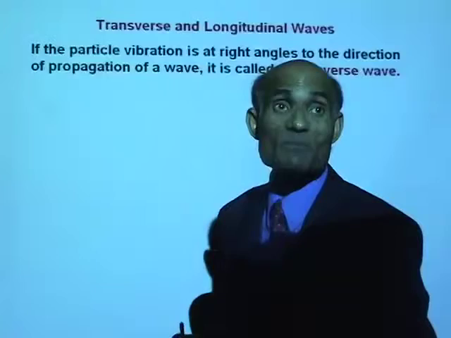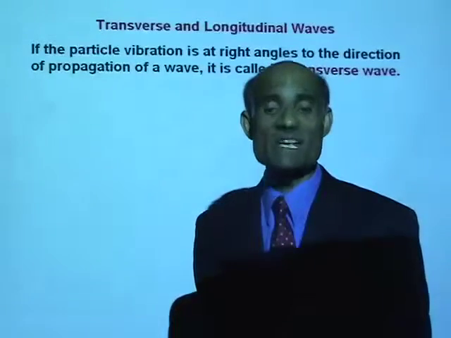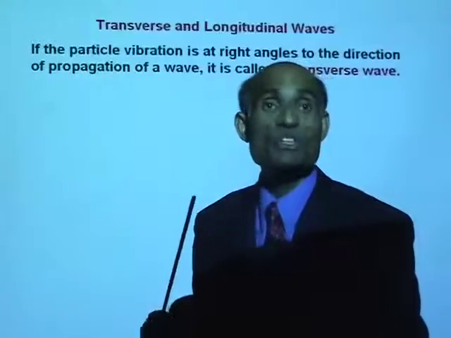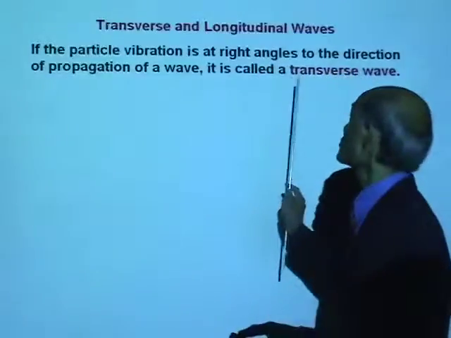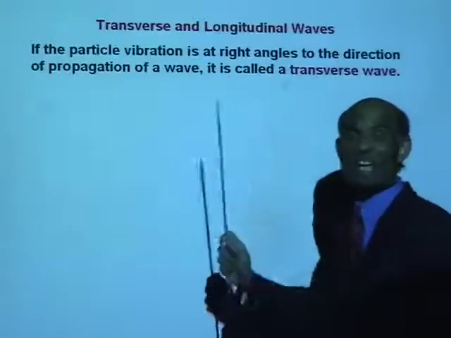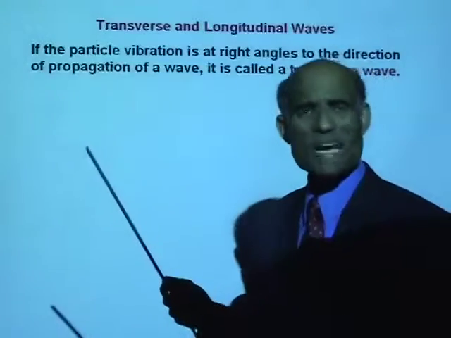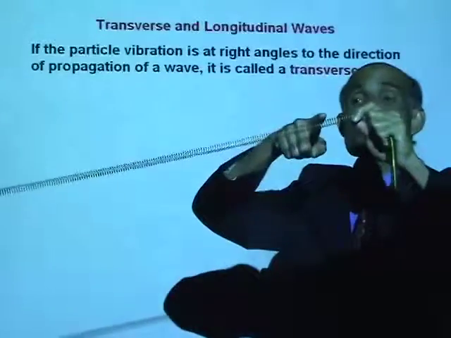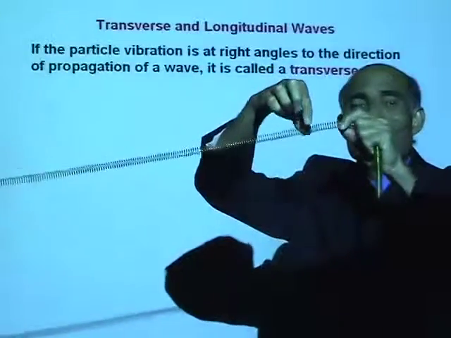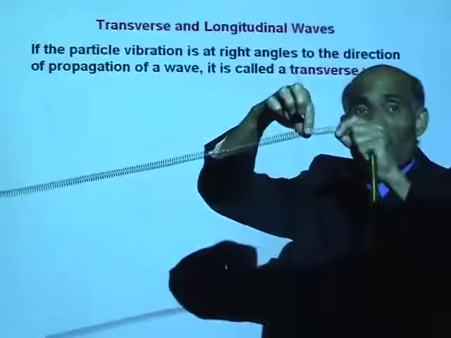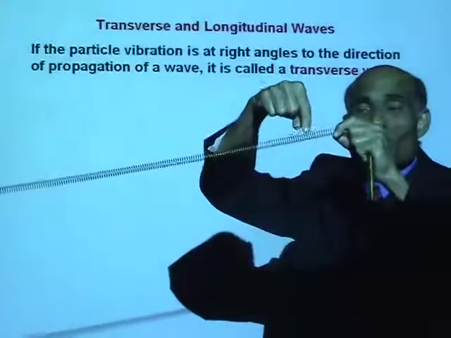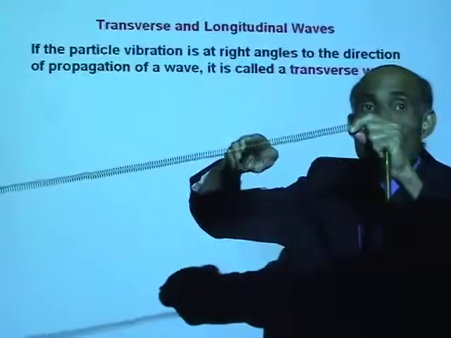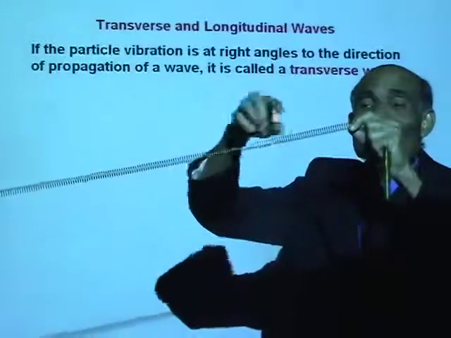Now, if the particle vibration is at right angles to the direction of propagation of the wave, then such a wave is called a transverse wave. Now, what does that mean? I want you to look at the waves on this stretched spring. Now, you can see I'm going to pluck it. When I pluck it, the segments of the spring are going to vibrate up and down, and you can see the energy will be traveling along the length of the spring.